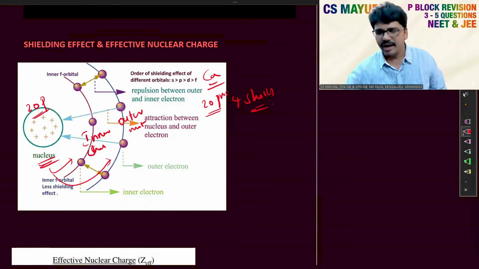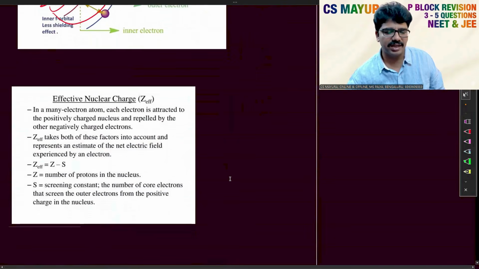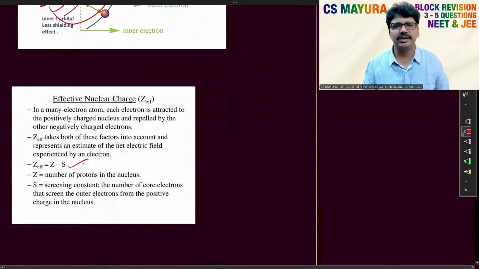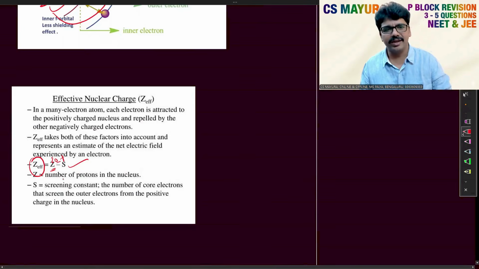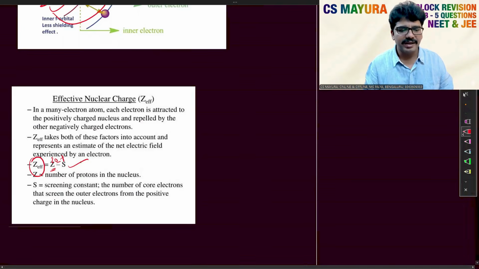The resultant nuclear charge acting on the outermost electrons is called effective nuclear charge. How do we calculate this effective nuclear charge? We have a formula: Z effective is equal to Z minus S. So effective nuclear charge is equal to the nuclear charge, which for calcium is 20 units of positive charge, minus the screening constant, which you can calculate using Slater's rules. So Z minus S gives us the effective nuclear charge.